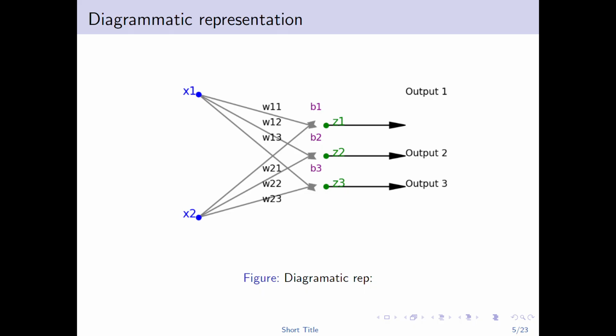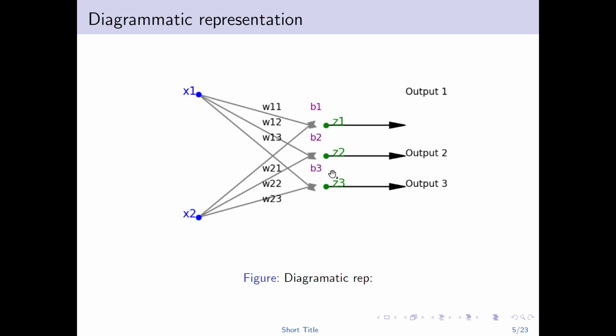Here we can see that the first neuron in the output layer is represented by this node, and what are the inputs that are coming to it? It is the weighted sum of x1 and x2. That means w11 x1 plus w21 x2 plus the bias term that is associated with it. So z1 is equal to w11 x1 plus w21 x2 plus b1.